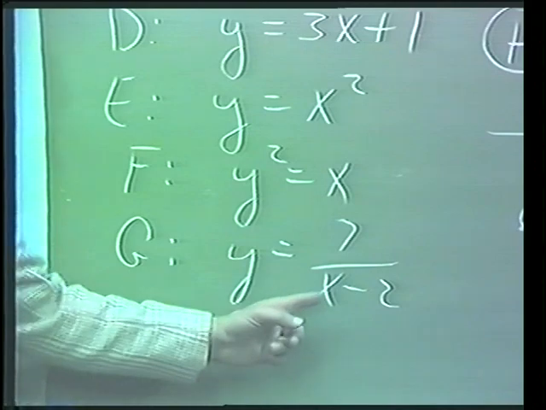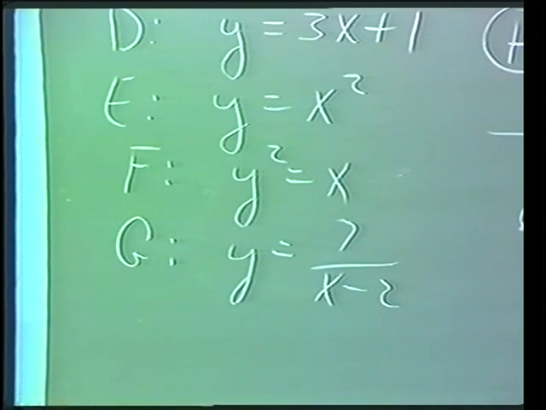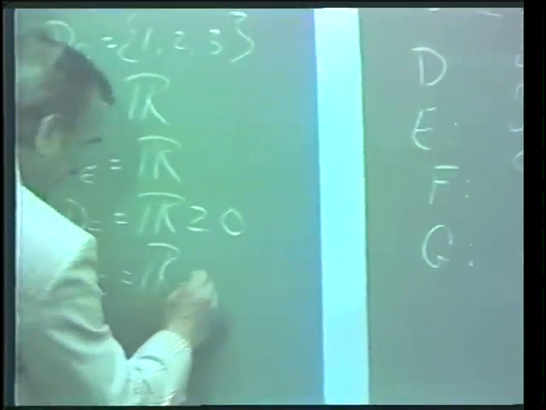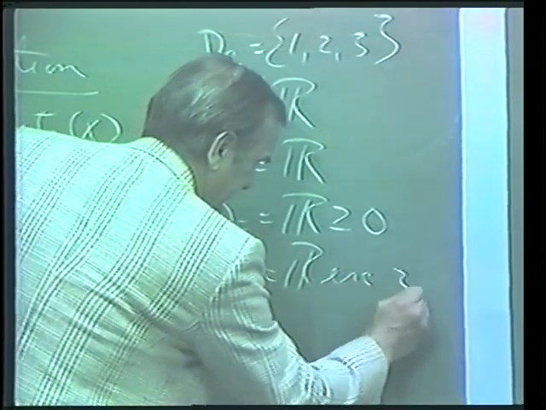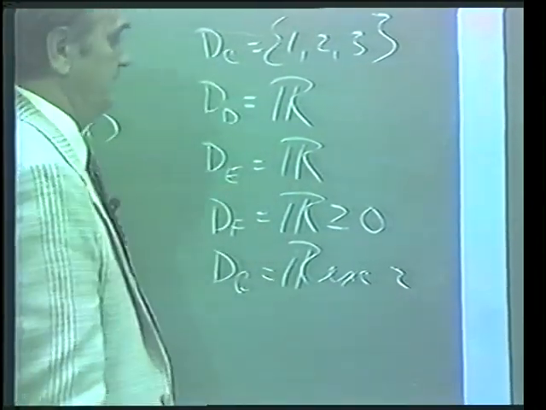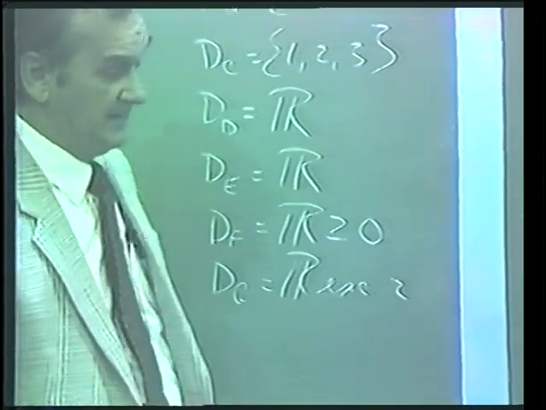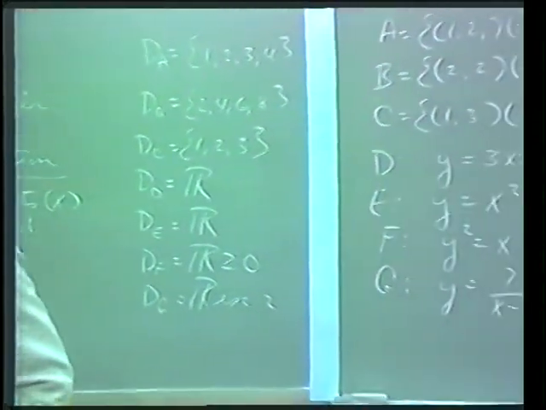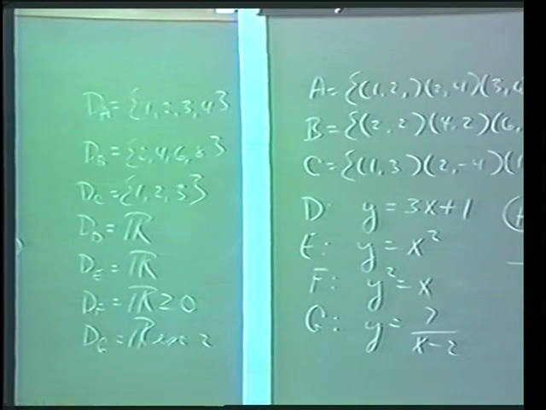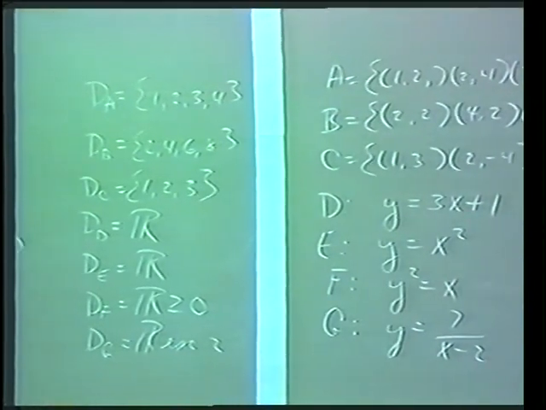So the domain here would be all reals except 2. Except 2. Okay? The domain are the values that we use for x, or that we could use for x. All the values.